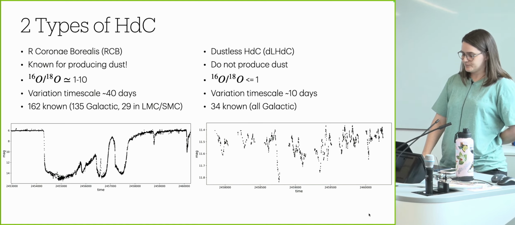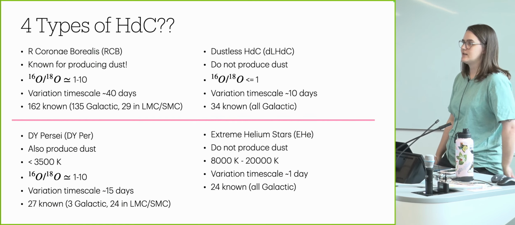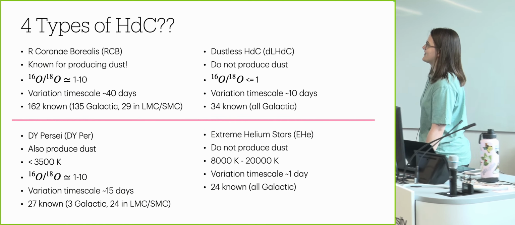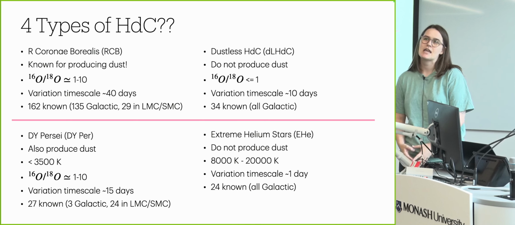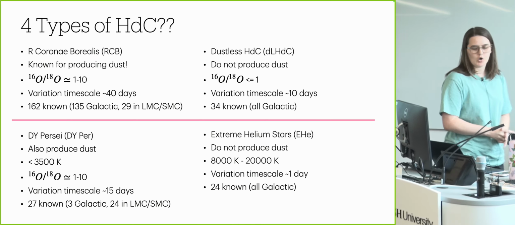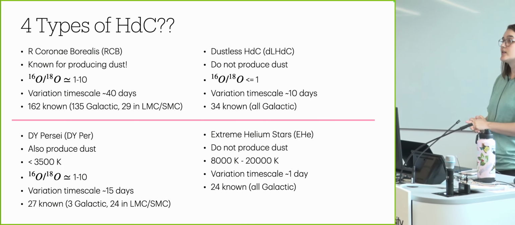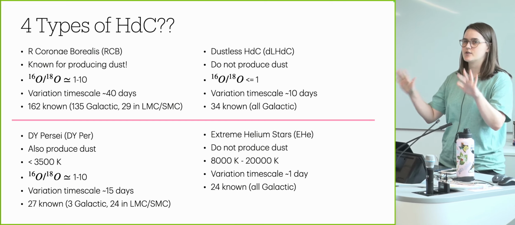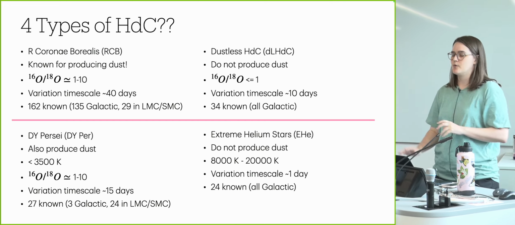Generally speaking, we know of about 200 of these stars total in the galaxy and in the Magellanic Clouds. But actually I've lied to you, because there's actually kind of 4 types of HDC. Now, I'm not going to talk a whole lot about the other 2, but you will see their names come up a few times, and so I just wanted to be clear that there are actually a couple more.